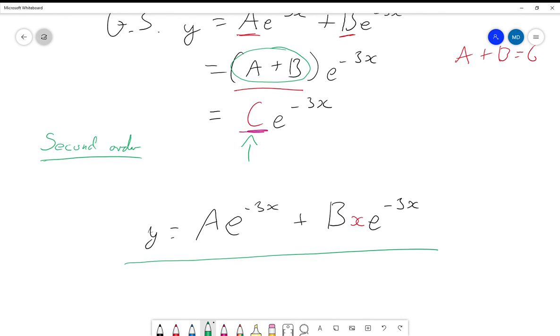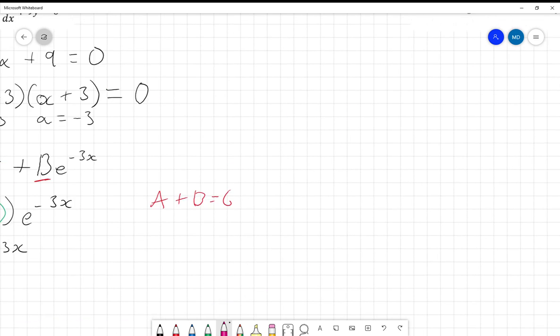If you have equal roots of the auxiliary equation, you just need to have that extra x on the other term, and sometimes it's written as y equals (A plus Bx) e to the minus 3x. The key thing is that now these don't just add together into a single constant, because this B is being affected by the x. Again, another video on why that will be true in the next video. But for now, let's just use that information.